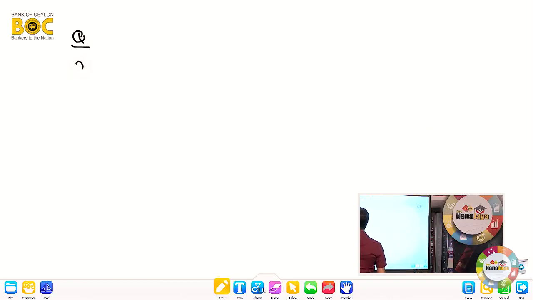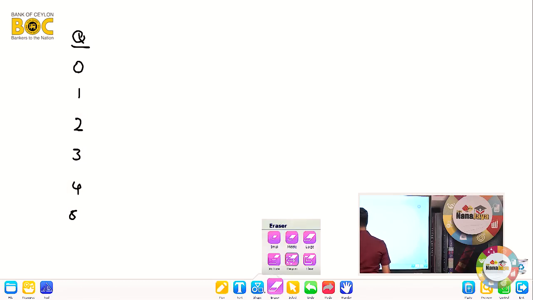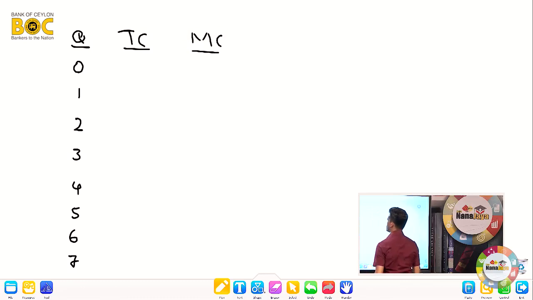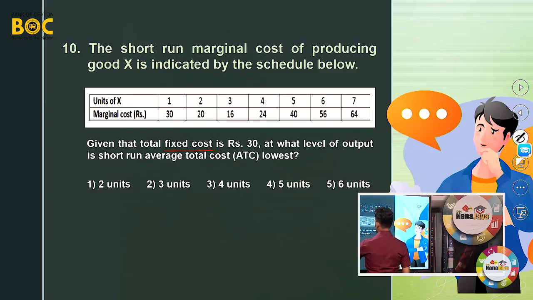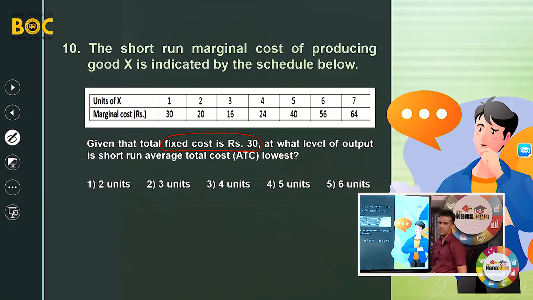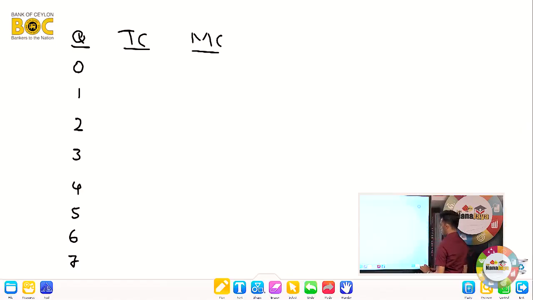Quantity of output, I will start from 0. Right, and then the next column I will prepare for total cost. They have given us the marginal cost. So if we go back to the question, it says that the total fixed cost of the firm is 30. So based on this, the total cost at the 0 level of output is 30. Why? We found out that the fixed cost of the firm is 30. At a 0 level of output, variable cost is 0 and only fixed cost is incurred. Therefore, at 0 output, the total cost is 30.